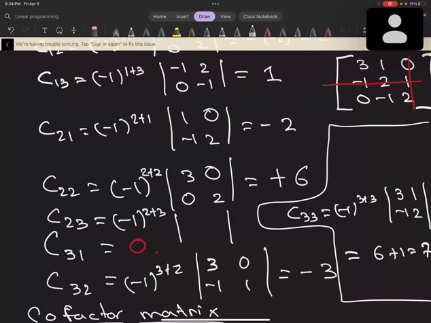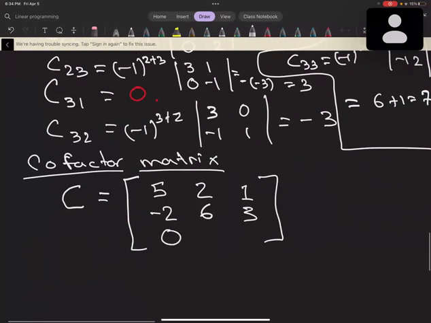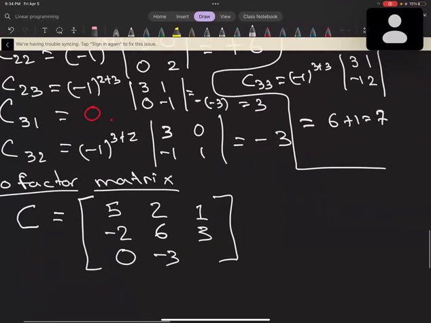And then 3, 1, 0, minus 1. So that will be minus 3 times minus 1 is minus 3. And minus, so 3 times minus 1 minus, so that will give me 3. So C23 is 3. Now C31 is 0. C32 is minus 3. And C33 is 7.